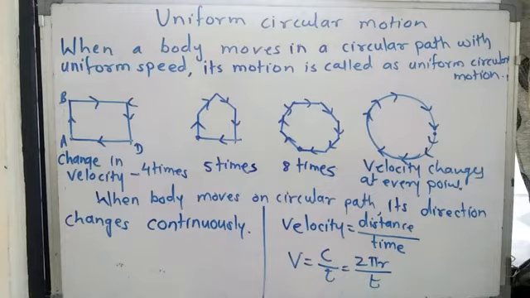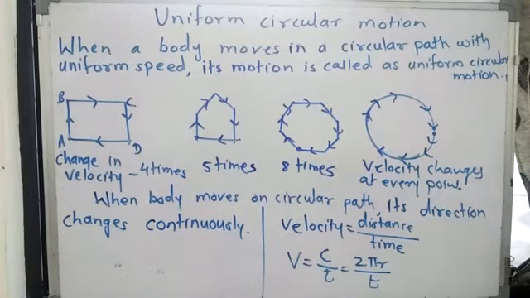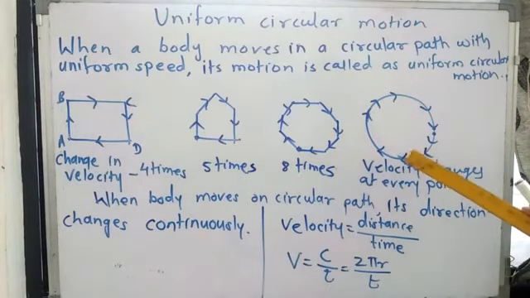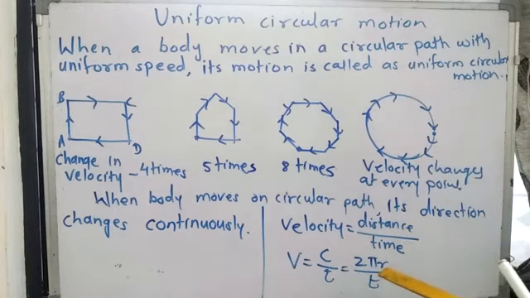So this motion of an object which is moving on a circular path with constant speed, this motion is called as the uniform circular motion. Now this velocity is denoted by distance upon time. So velocity is equal to here distance. Now this distance is nothing but what? Circumference of the circle. So it is denoted by c and time t. And what is the formula of the circumference of circle? That is 2 pi r.